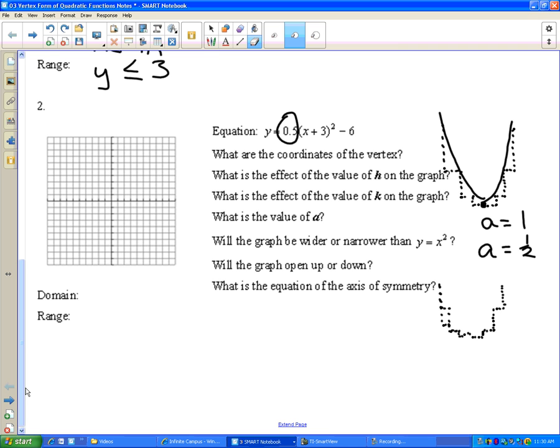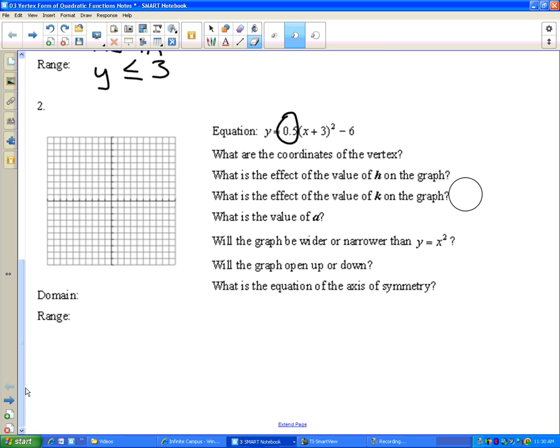The shape still fits, the little pattern still works, it's just a little off. Again, worst comes to worst, you can do an XY table, put the vertex in the center, and plug X's and Y's from the left and the right. Let's try to do this one.